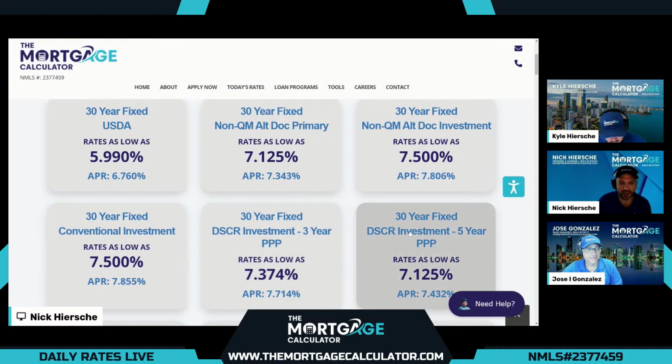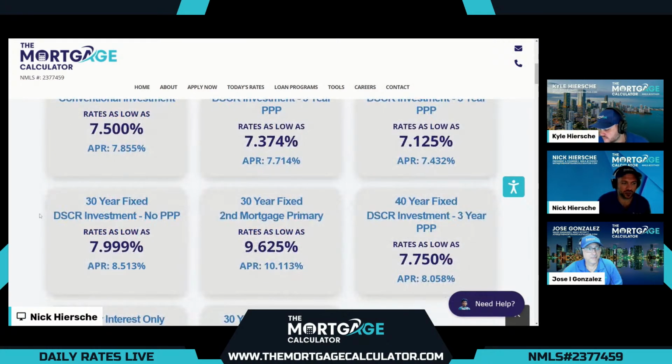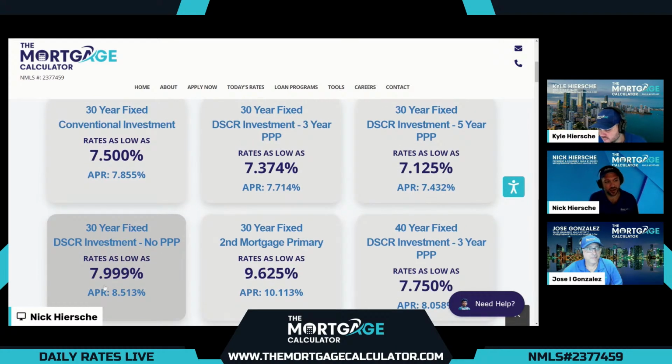And to sweeten the deal, we can add a 5-year prepayment penalty. So if we add a 5-year prepayment penalty, rates today come in at 7.125, final APR 7.432. And moving on to our final DSCR option here is with no prepayment penalty. So rates today with no prepayment penalty, definitely a little bit higher. So 7.999 rate, final APR 8.513. Notice that's higher than conventional for our customers that do not want a prepayment penalty. So usually recommend our investors try to go for one of these 3 or 5-year options that are showing better rates.